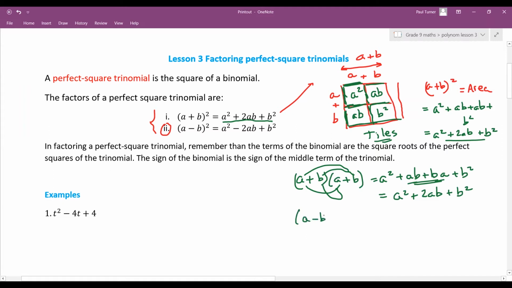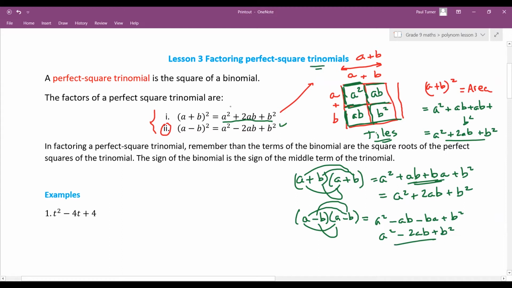For the second one, you can check the same way. A minus B times A minus B, which is A times A, A squared, A times minus B, minus AB, minus B times A, minus BA, minus B times minus B, plus B squared. Remember to change the sign, you have two negatives. So A squared minus 2AB plus B squared. And that's your second rule here.